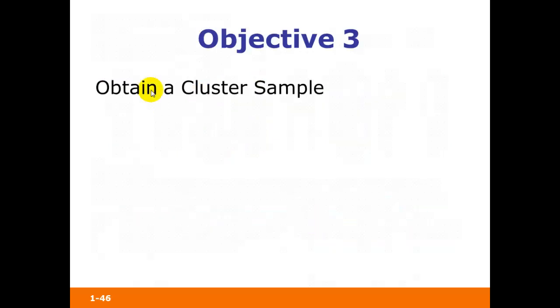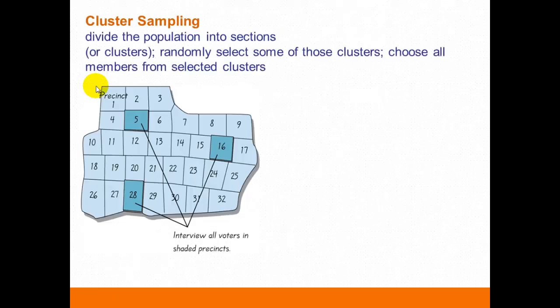The third objective is to obtain a cluster sample. Cluster samples are easy to confuse with stratified samples because here we also divide the population into groups. We call these clusters. The difference between this and a stratified sample is that once we divide into groups, then we randomly select some of those groups and we take all of the members of those groups to be in our sample. Here's an example.